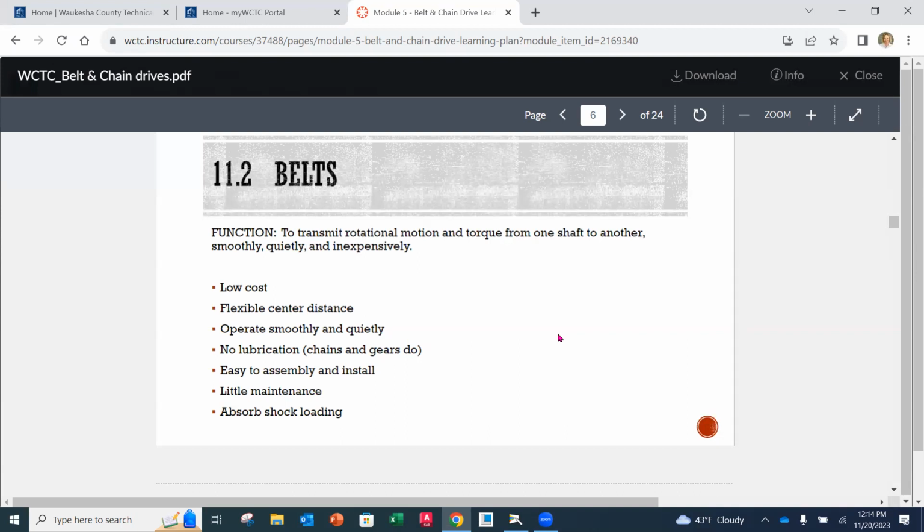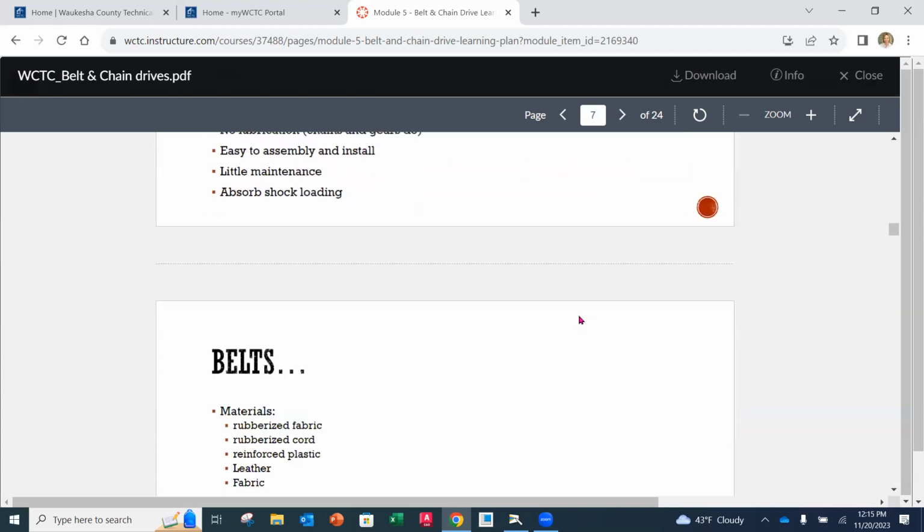They're easy to assemble and install. They have very little maintenance. And usually by the time you need to replace them, it's been quite some time, and you can visually see that it's time because of maybe fraying that's occurring on the belt. They also are good at absorbing, for instance, a shock load. So if you have a sudden overload, they can usually take it without really damaging their hardware, if you would.